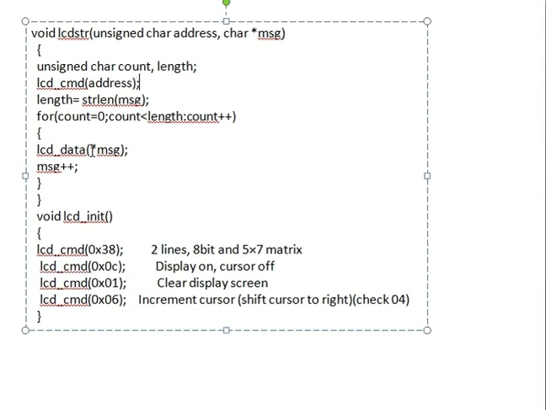Now you have the argument star message. Star message would give you the value H. So what is H? The ASCII value of H is nothing but 48. So 48 is actually the hex value, or ASCII value, that is the argument taken to LCD data. Now let's see how H gets printed using the LCD data function.